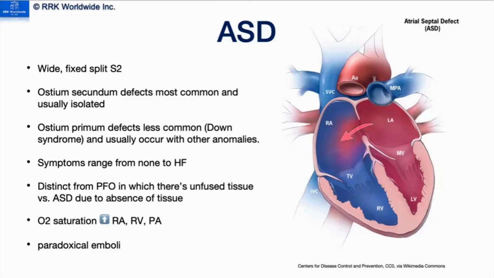So oxygen saturation increases in the right atrium, right ventricle, and pulmonary arteries. Essentially this may not present with any cyanosis initially. Later there could be, but in the beginning there won't be, and therefore sometimes the diagnosis is delayed. So just understand how ASD is this left to right defect, which leads to a wide fixed split S2 sound of the heart.